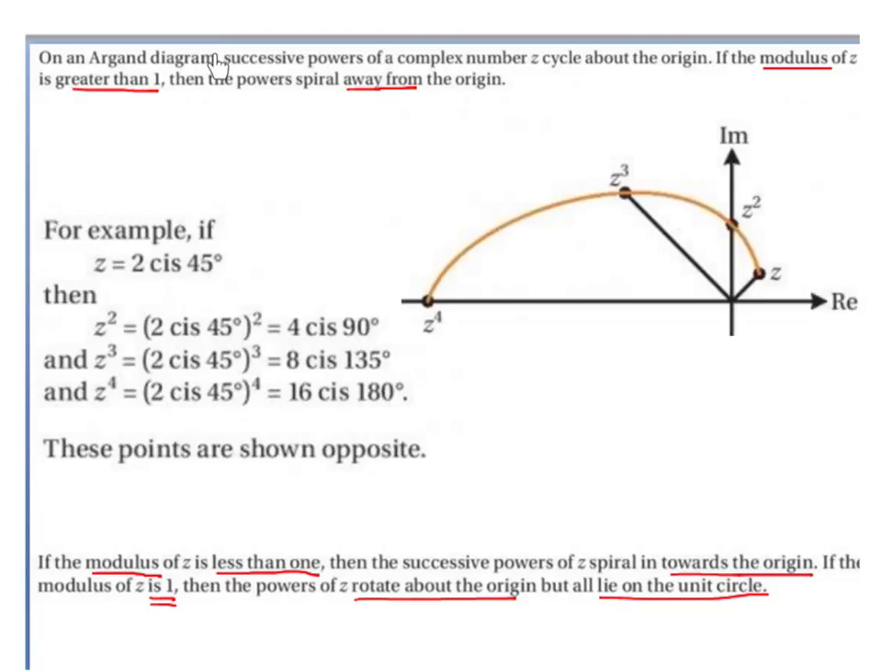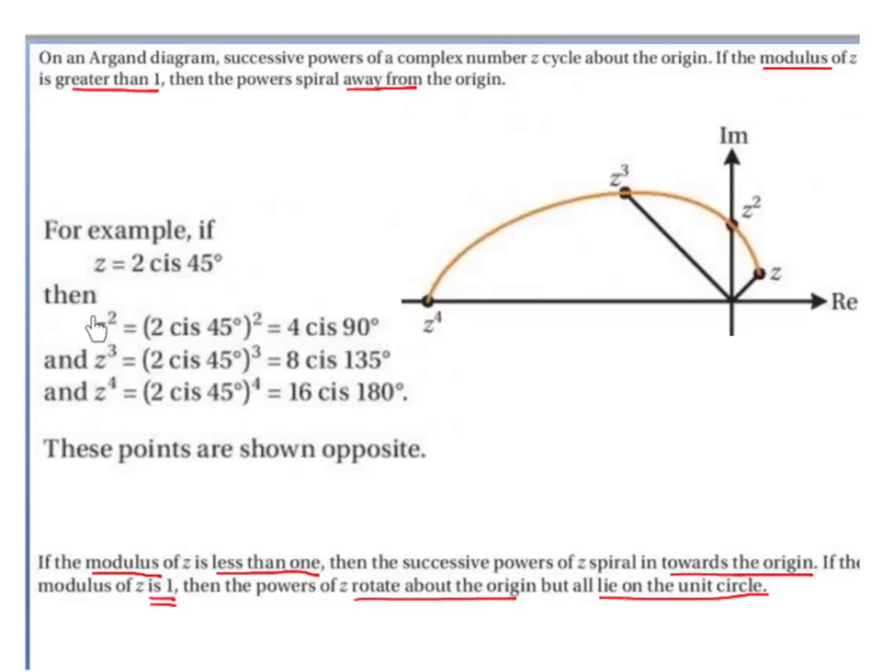On an Argand diagram, successive powers of a complex number z circle about the origin. If the modulus of z is greater than 1, then the powers spiral away from the origin. So for example, here's the origin. So this is our real axis, this is our imaginary axis, this is the origin, and this is the complex number z. For example, if z is equal to 2 cis 45°. So let's say that this complex number z is equal to 2 cis 45°. So it has a modulus of 2.